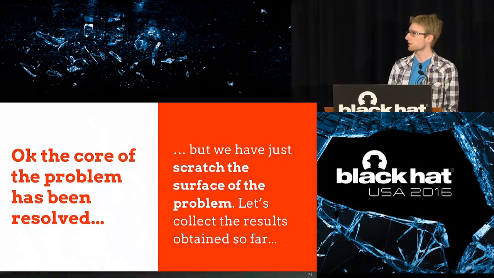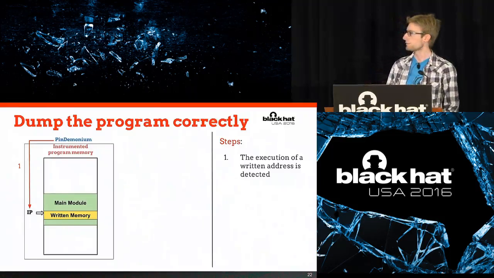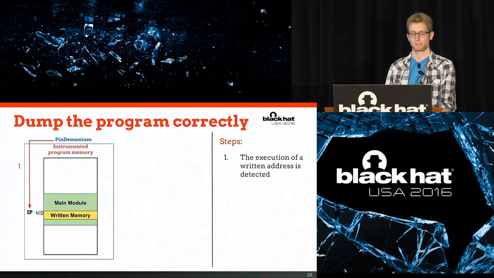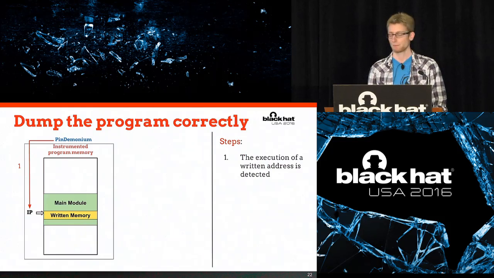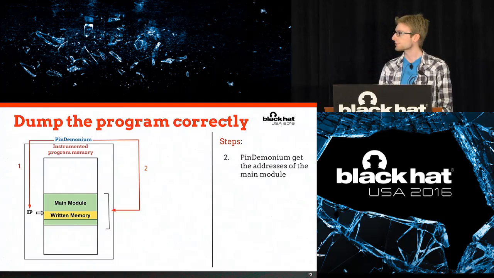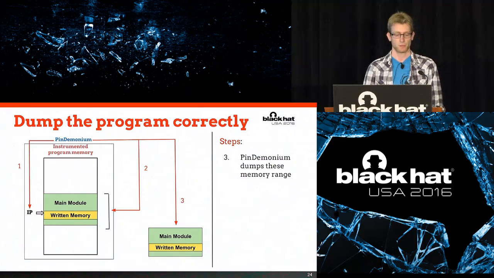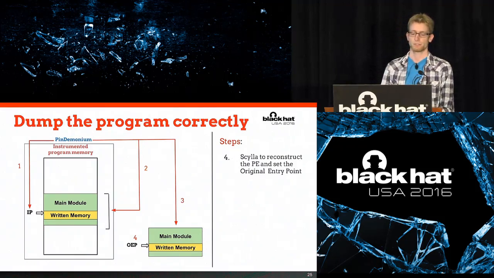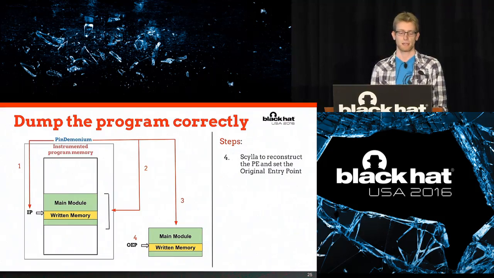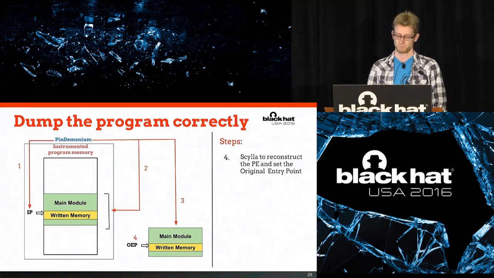Okay, we have solved our first problem. Let's move to the next one, which is dumping this memory area and the process in a correct way. Once we have identified the memory area which has broken the W XOR X rule, we get the address of the main module of the executable and we dump it to disk. Finally, we invoke an external program called Scylla that reconstructs the portable executable and sets the address of entry point to the address of the instruction which has broken the W XOR X rule.